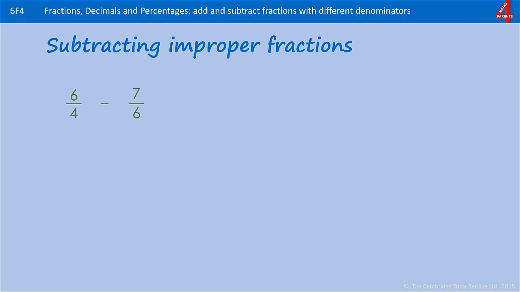Subtracting improper fractions works exactly the same as subtracting proper fractions. Pause the video if you want to have a go at this. Again, denominators need to be the same. 12 is the lowest common multiple, so I'm going to make that the denominator. To get 4 to 12, we multiplied by 3, so we multiply 6 by 3 to get 18. To get from 6 to 12, we multiplied by 2, so we multiply 7 by 2, and that's 14.